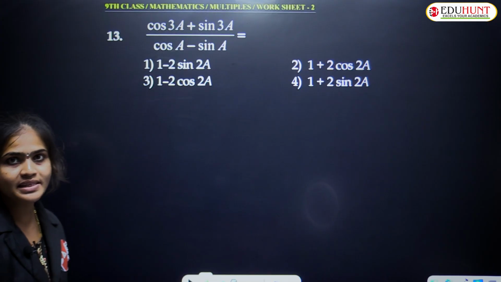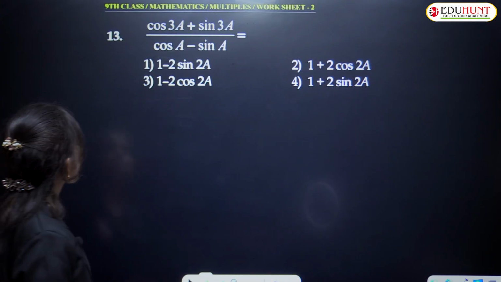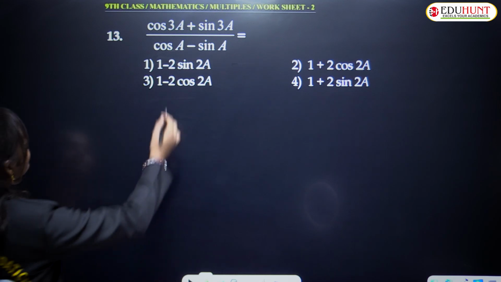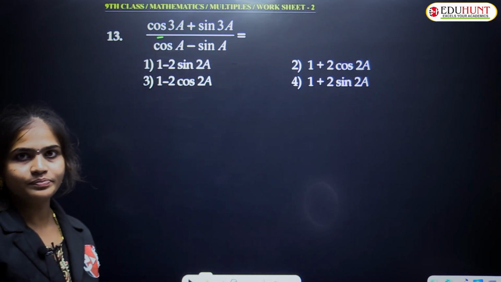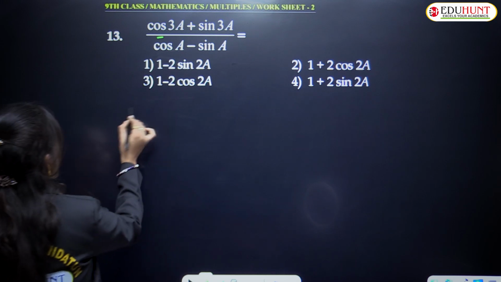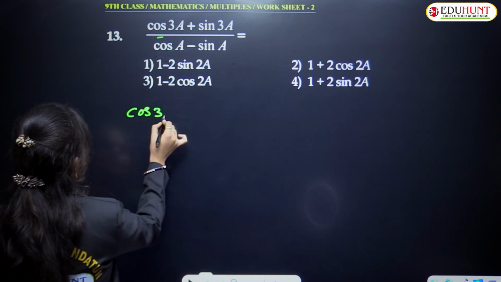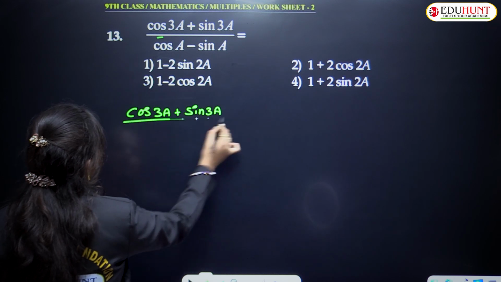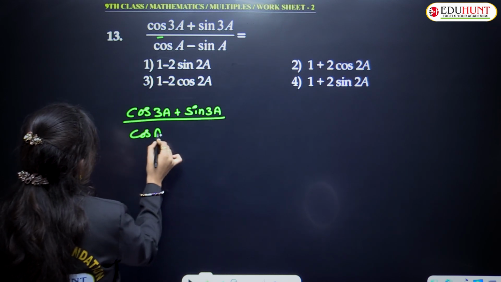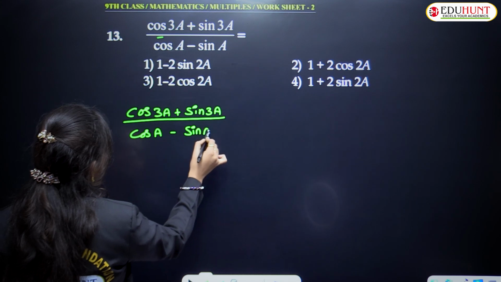We are going to discuss from the 13th question onwards. So what is the 13th question here? Cos 3a plus sin 3a, the whole divided by cos a minus sin a. Okay, so see here.